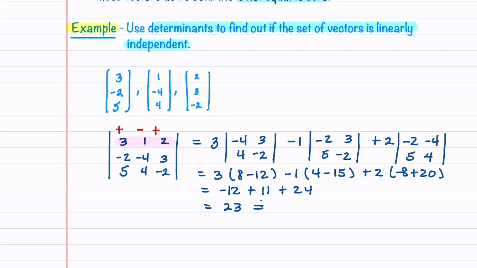Our determinant is not equal to 0, so that tells us that our vectors are linearly independent.